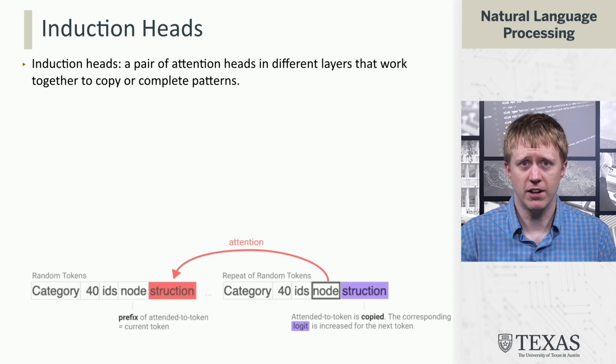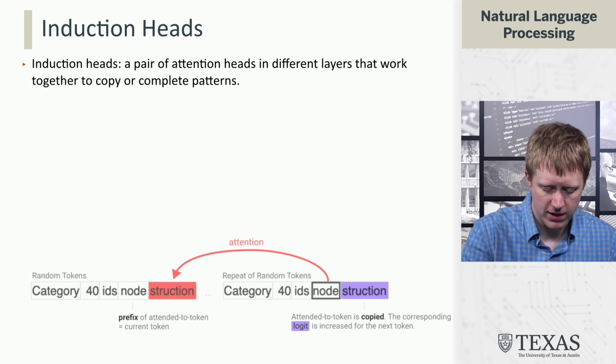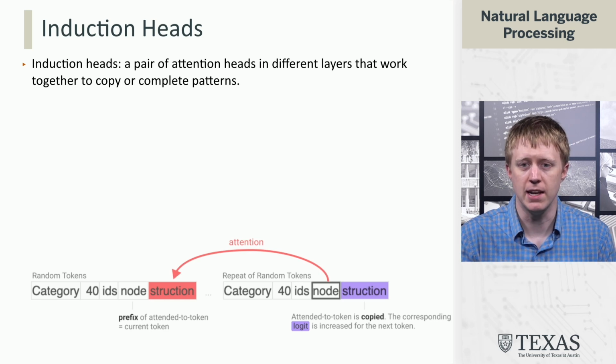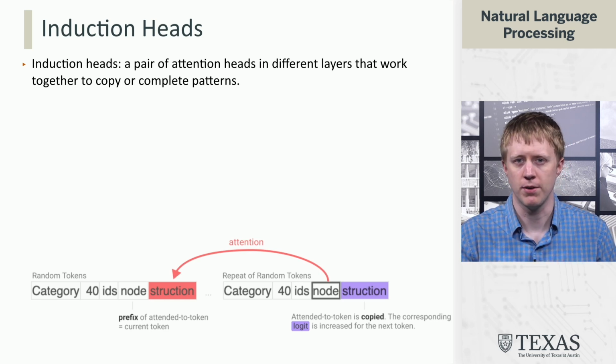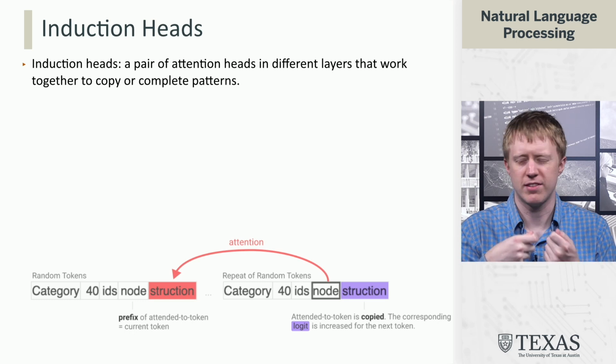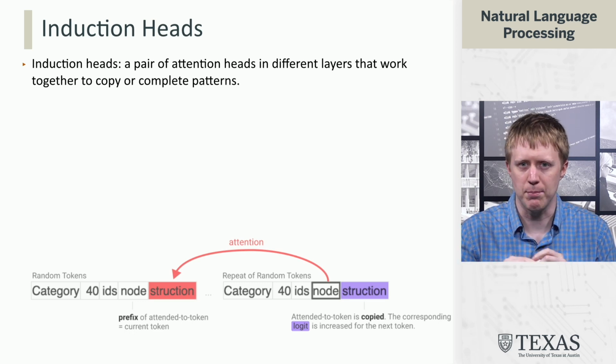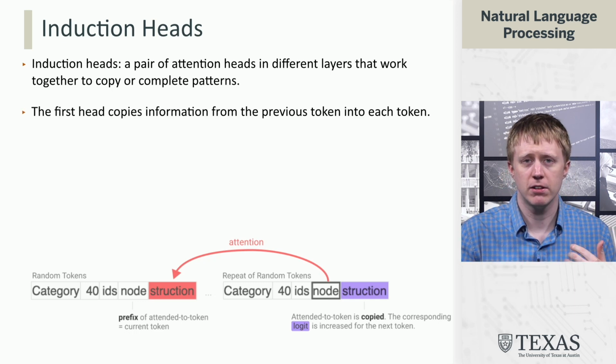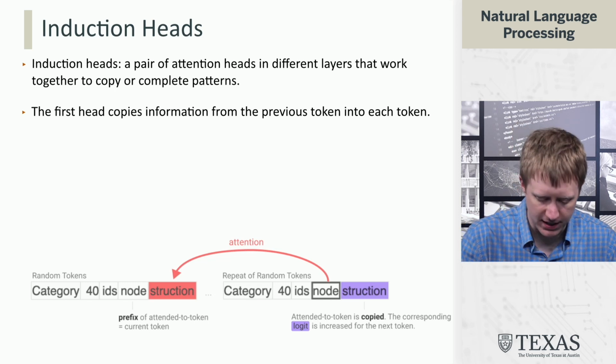The idea of induction heads is that this is a pair of attention heads in different layers that work together to complete patterns. What we have here is a sequence of random tokens that then gets repeated later. It's very much like text degeneration, where stuff just gets repeated and the model happily goes along copying things. But why is it able to do that? Well, they claim that there's a pair of attention heads that enables this behavior.